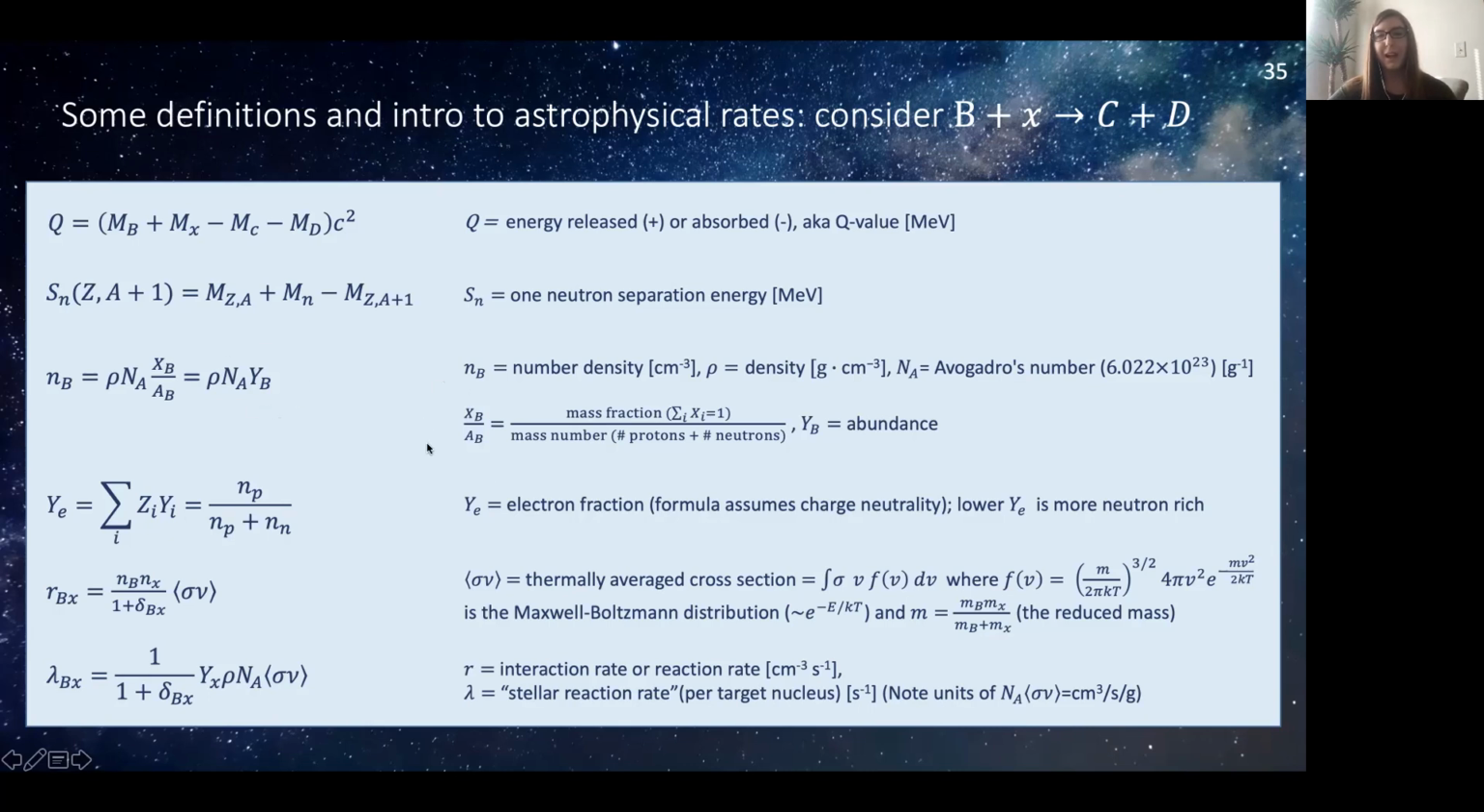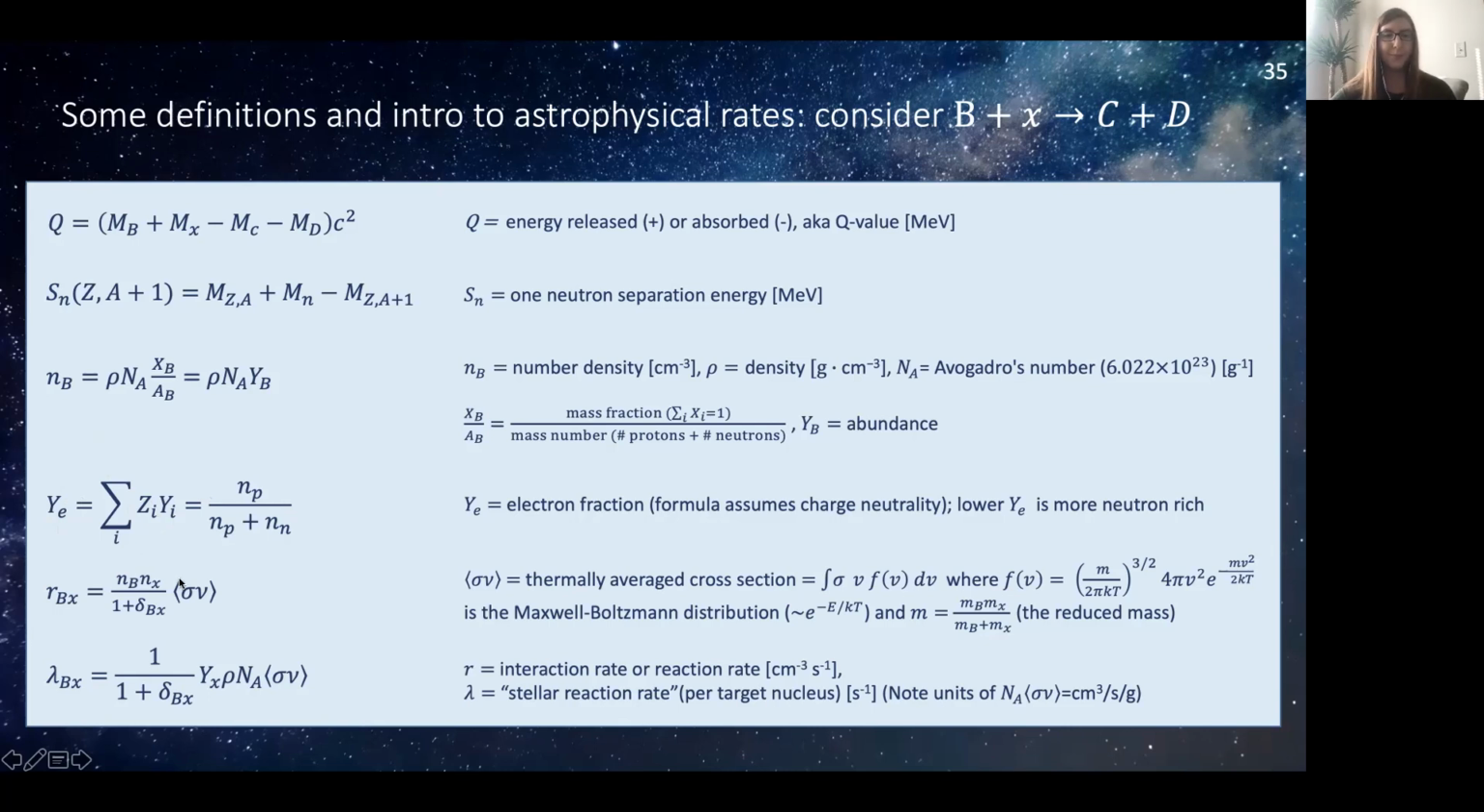Abundance is defined as mass fraction over mass number. Okay, so whenever you hear me say abundance, or maybe whenever you see on plots mass fraction, now you have this nice easy reference as to what those mean. We already defined YE up front in terms of neutrons and protons, but another definition of YE that sometimes comes into play within the equations and rate calculations relevant for the R process is that YE is this sum of your proton number times the abundance of that species. And note that this assumes charge neutrality.